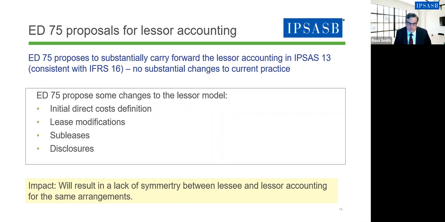And there are a few items where there are some minor differences that might have an impact on an entity's lessor accounting policies. I won't get into that in great detail now. It's on the slide here, and you can see that in the ED itself. I will note, though, the impact of where we're going on ED 75 is it will result in a lack of symmetry between the lessee and the lessor accounting for the same arrangement.